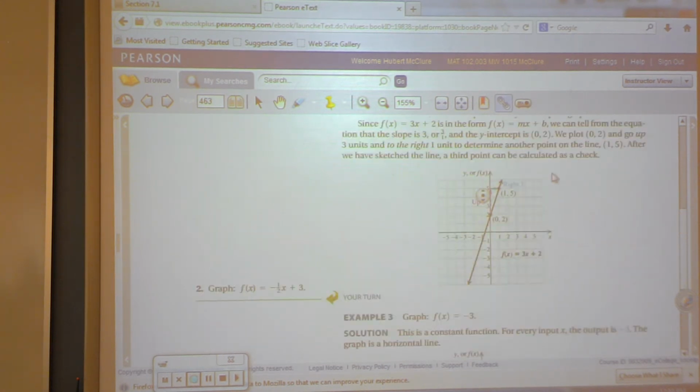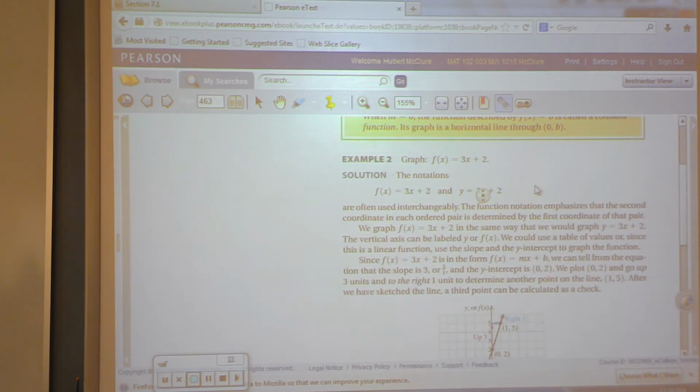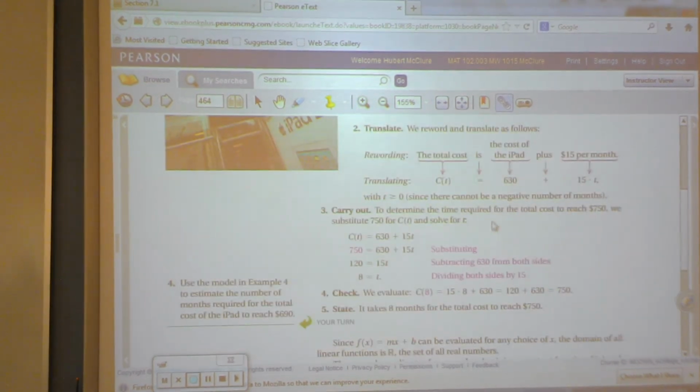Look at there. y is equal to 3x plus 2. You should know how to graph that. I'm trying to see how far I've covered. So just bear with me for a second.